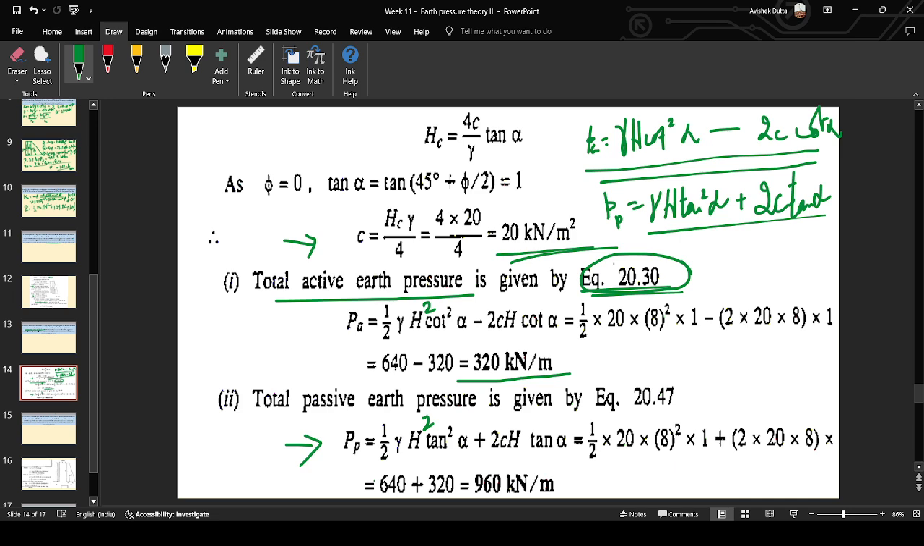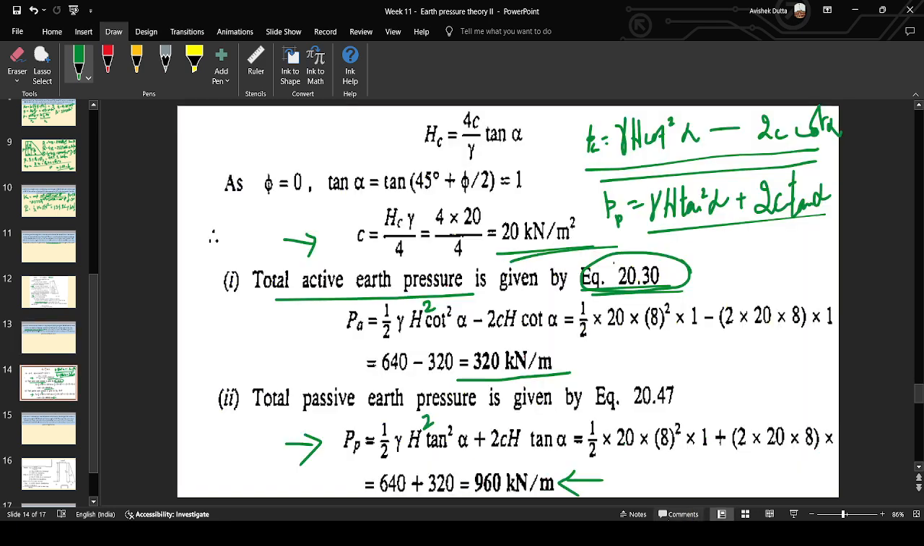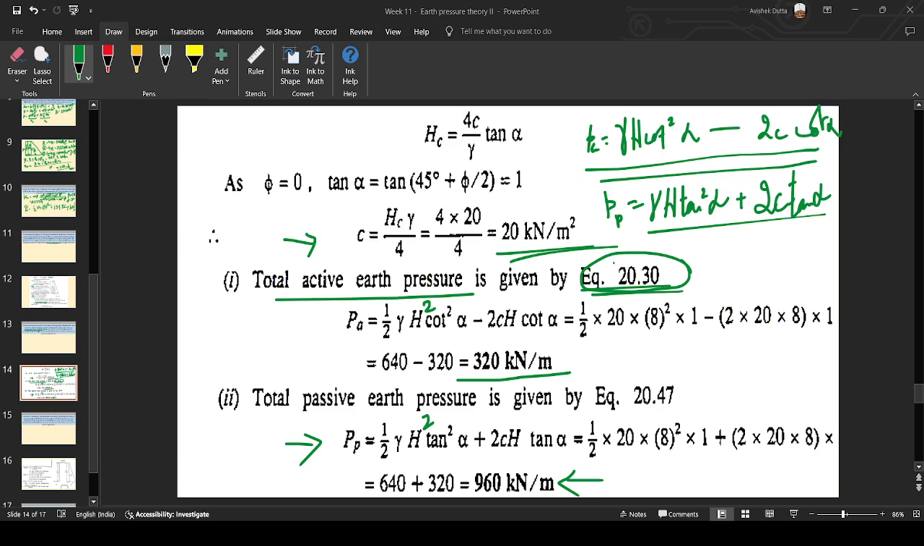Again over here H equals 8, gamma equals 20, cohesion equals 20, tan alpha equals 1, tan square alpha equals 1. We get a value of, no, the value is 640 plus 320, it is 960. 960 kilonewton per meter is the total passive earth pressure per meter length of the wall, and 320 kilonewton per meter is the total active earth pressure per meter length of the wall. I think that has been asked in the question only. Yes, total active earth pressure, total passive earth pressure. Okay. I hope it was clear.